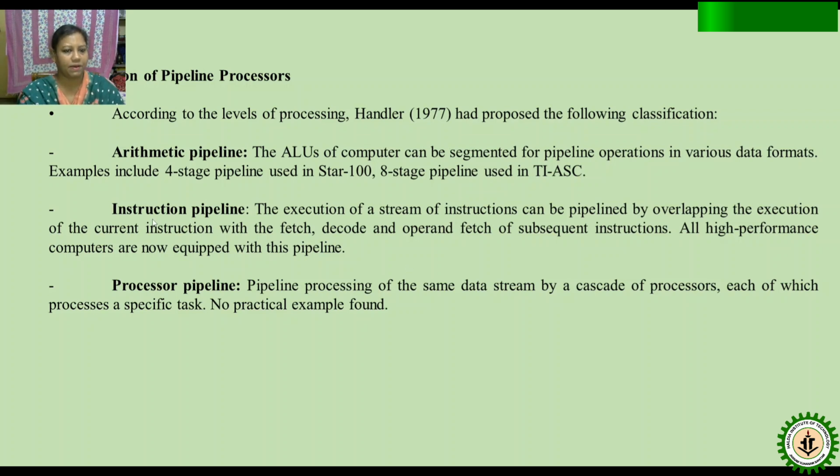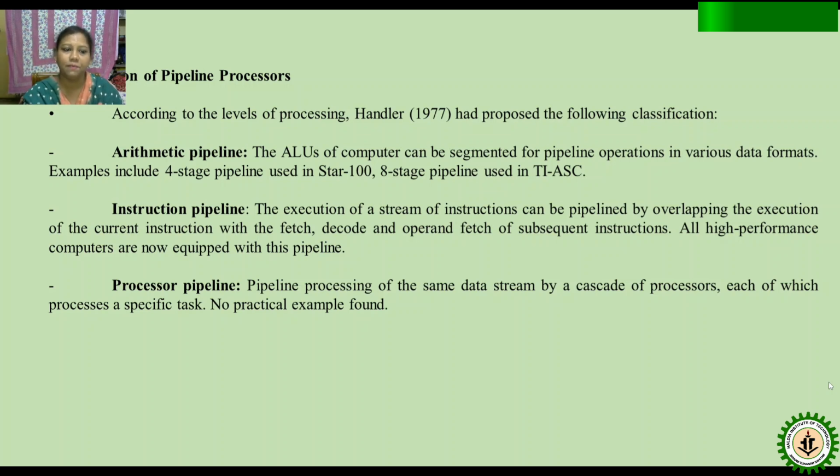Next, the instruction pipeline. The execution of a stream of instructions can be pipelined by overlapping the current instruction with fetch, decode, operand fetch, and subsequent instructions. These are the main operations when we perform any instruction execution: fetch, then decode, then operand fetch, execution, and store back. Fetch means a memory operation, decode means the instruction is converted to machine language, and operand fetch means again a memory operation where the operand is.